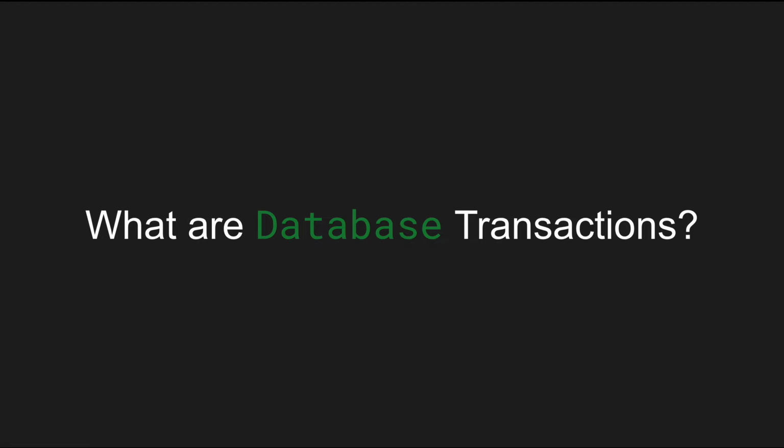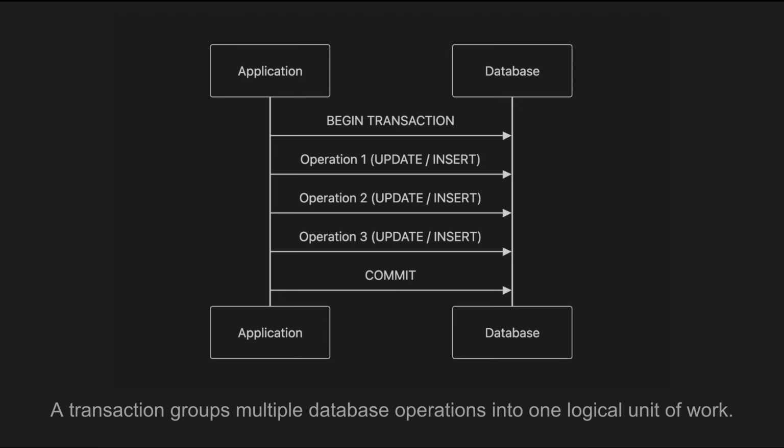A database transaction is the most fundamental concept behind correctness in databases. Before we talk about concurrency, isolation levels, or race conditions, we'll try and understand what exactly database transactions are. Applications rarely perform just one database operation. A transaction lets us say that this set of operations belongs together and must be treated as one.